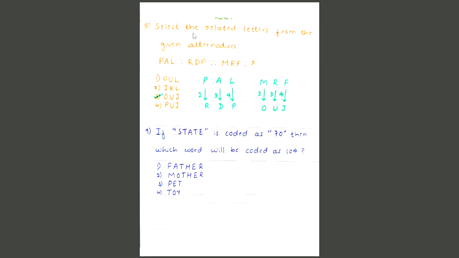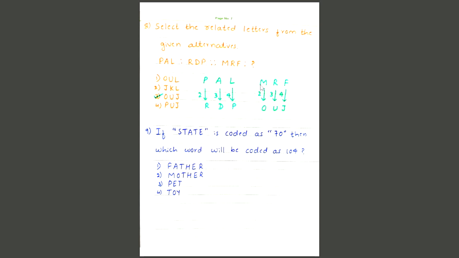Next, the eighth one. Select the related letters from the given alternatives. PAL is coded as RDP. Then MRF is coded as... Here P is the 16th letter and R is the 18th letter. So we are adding 2 to the 16th letter, we get the 18th letter. So 16 plus 2 is 18. Here A is the first letter and D is the fourth letter. 1 plus 3 is 4. L is the 12th letter and P is the 16th letter. So 12 plus 4 is 16. So we are adding 2, 3, 4. Like that we get the codings. Like that only we write for the MRF word.